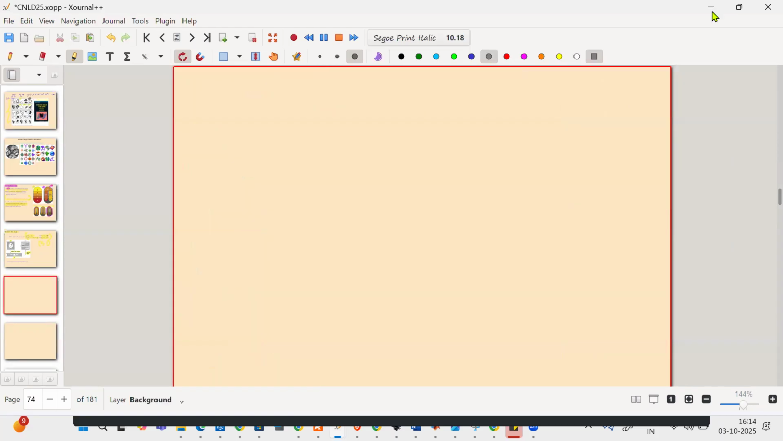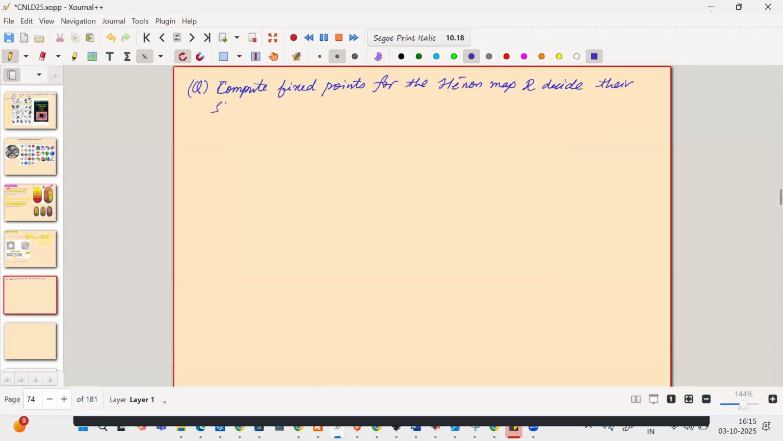What I will give you as an assignment is to compute fixed points for the Henon map and decide their stability. It is a handwritten assignment for the next class. Cool. So maybe we will stop here.